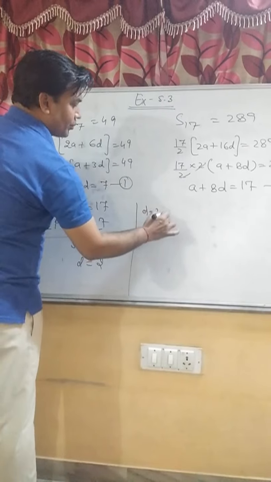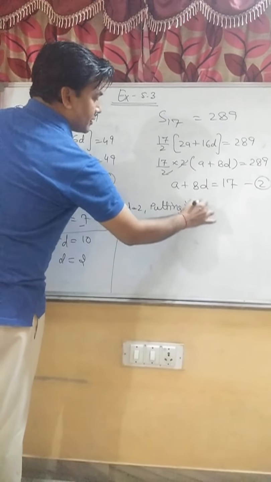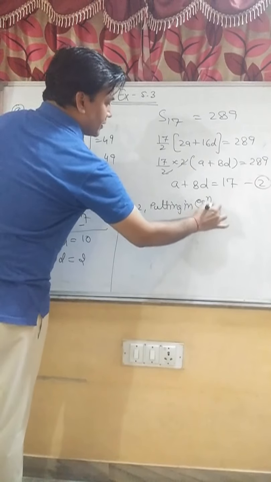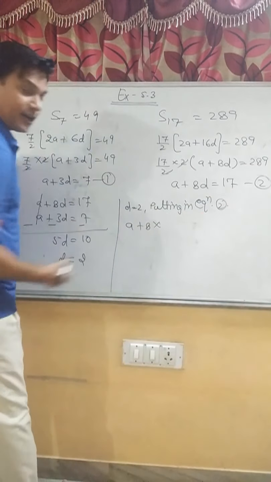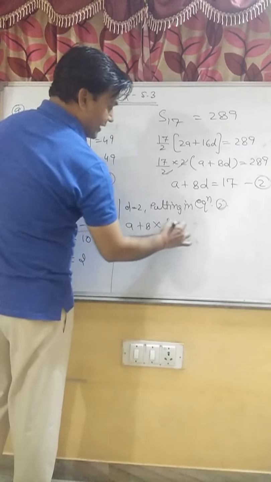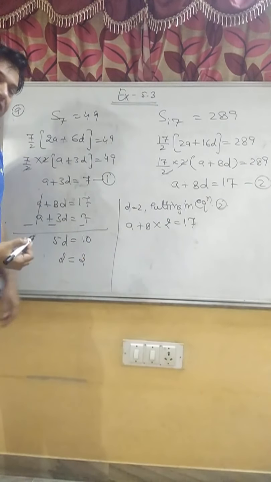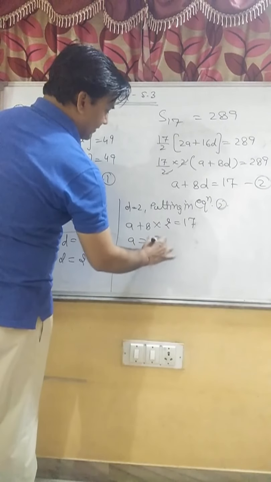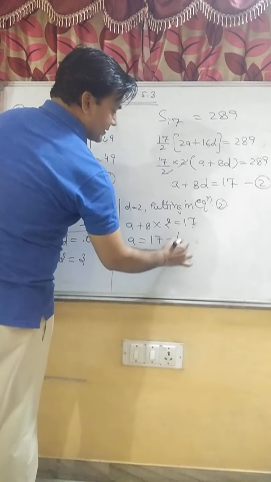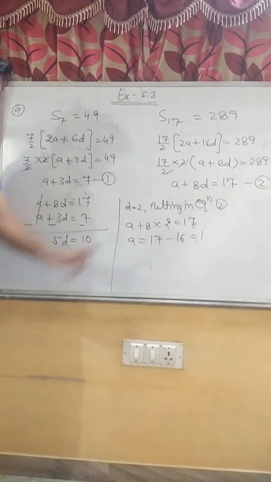d equals 2, putting in equation 2: a plus 8 into 2 equals 17. 8 twos are 16, shifting to the other side. So a becomes 17 minus 16, which is 1. So the value of the first term is 1, and the value of the common difference is 2.